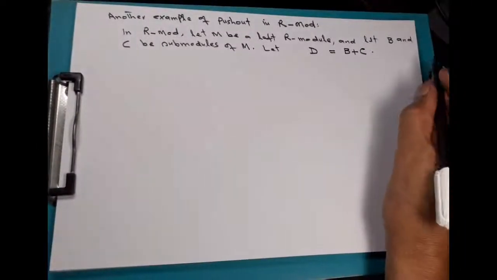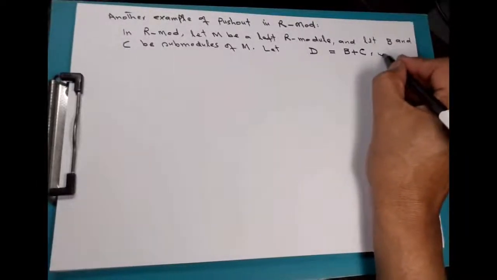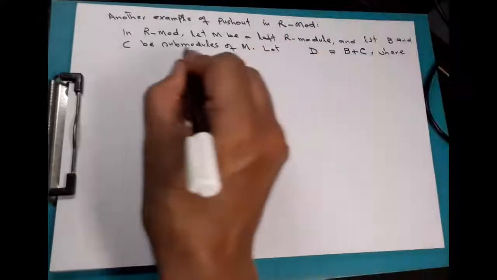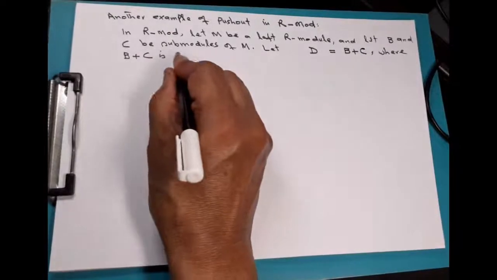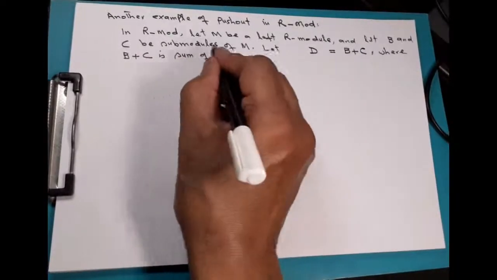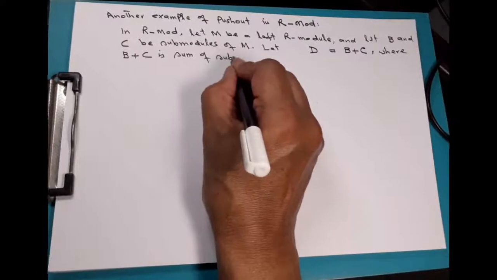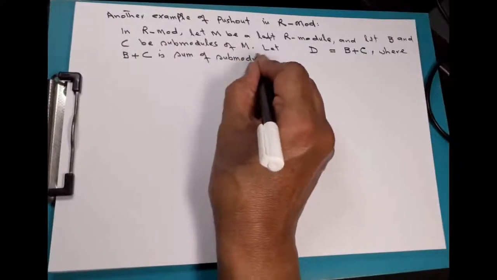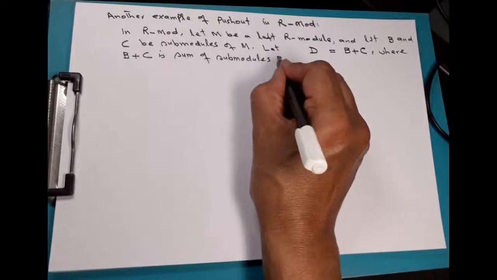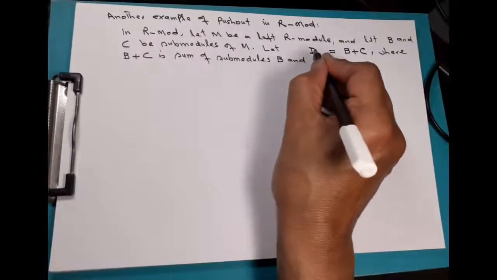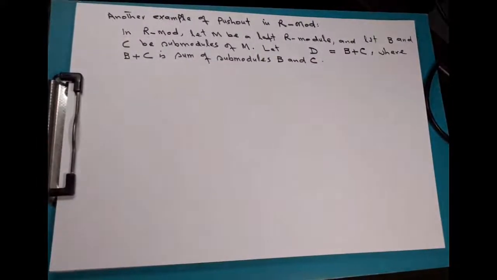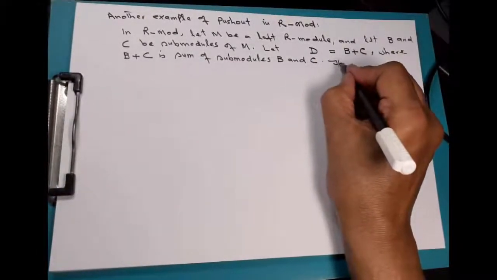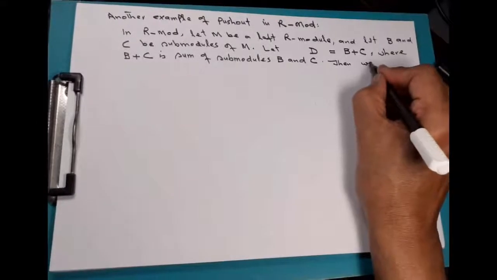Anyway, so let D is equal to B plus C, where B plus C is sum of submodules B and C. So D is sum of submodules B and C. Then this is what we claim.